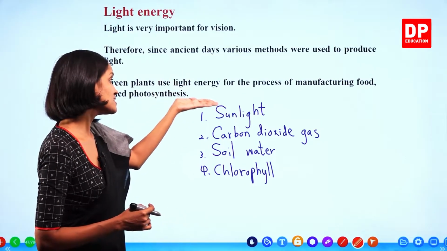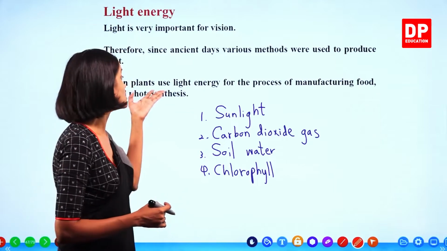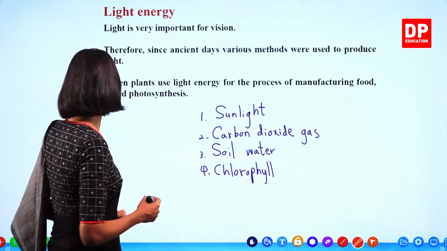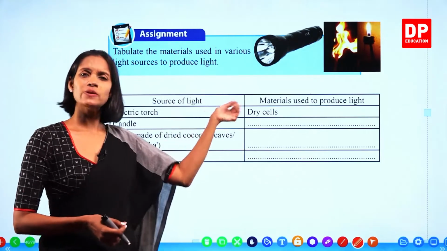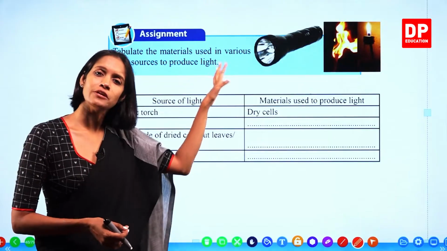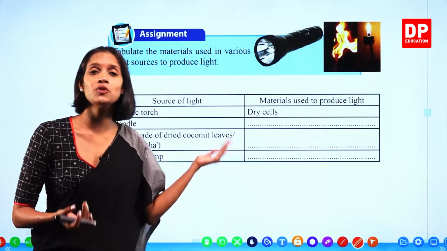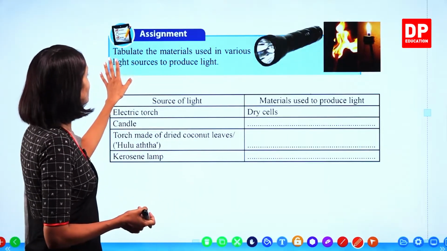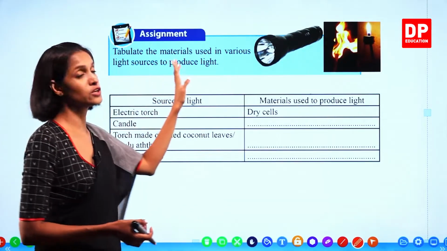In that case, sunlight or the light energy is very important to continue this process. Right children? We will move on to the next. We have another assignment to do. Before I explain these type of assignments, children, please try to do them by yourselves, so you can check whether you understood the lesson or not. Tabulate the materials used in various light sources to produce light.